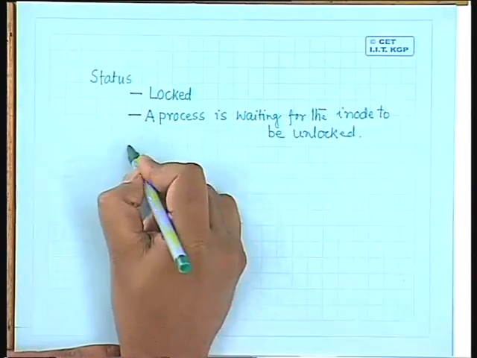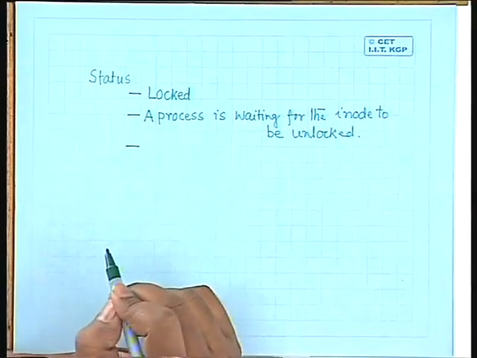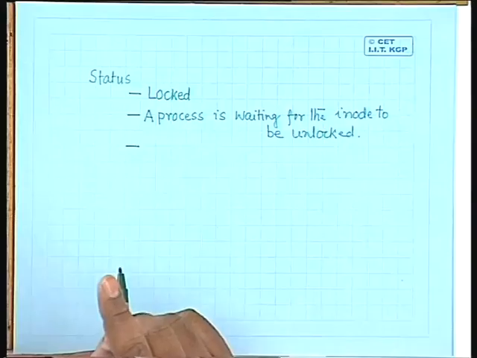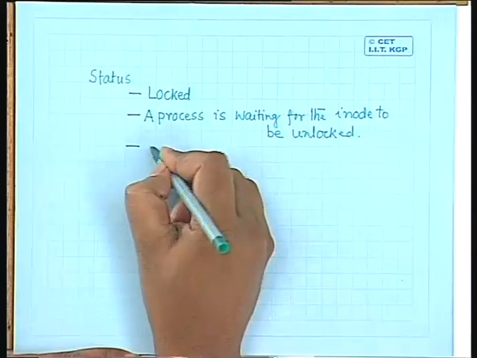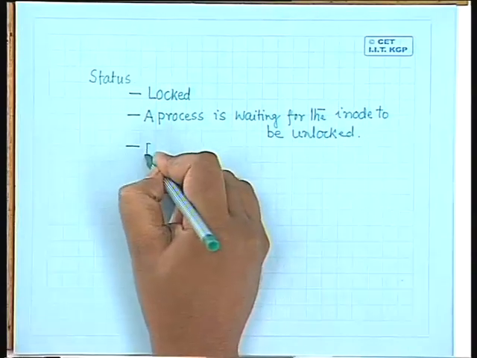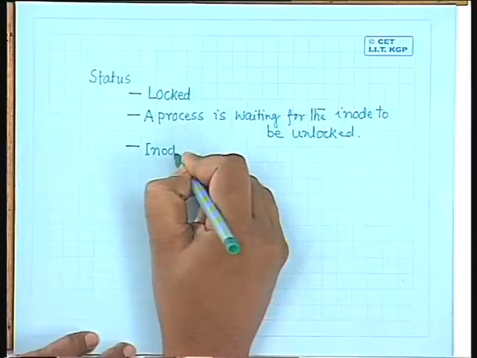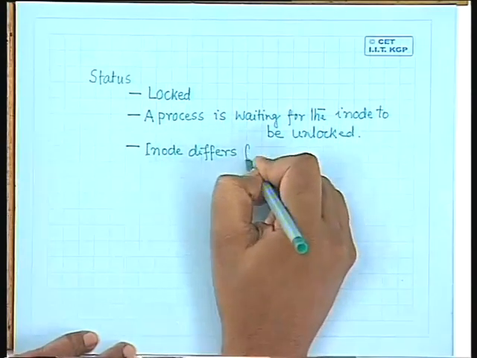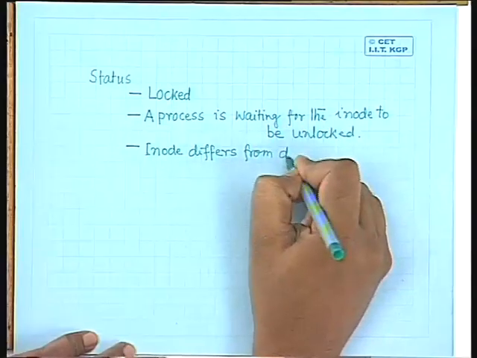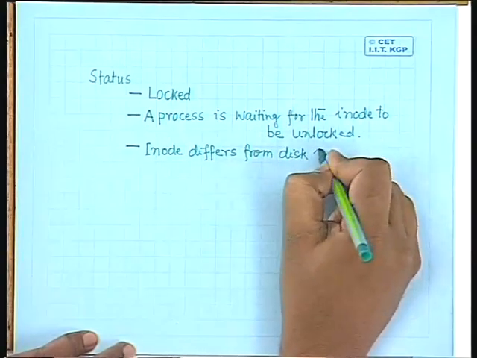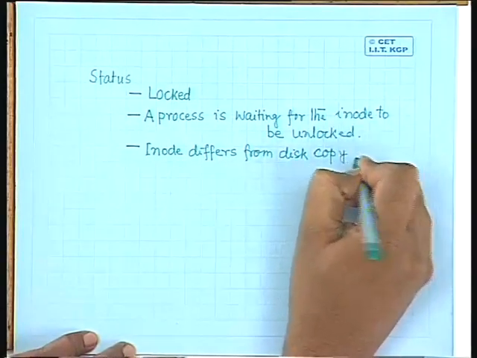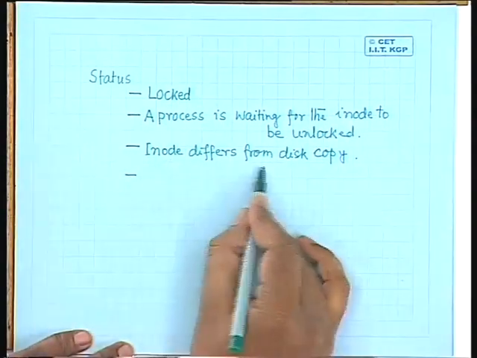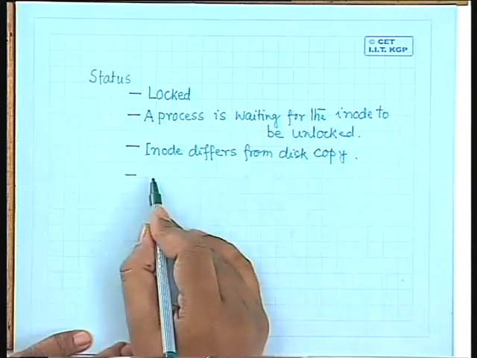Then other information that you have to maintain is whether the inode is the same as the disk copy or there has been some modification in the inode. So this information is whether the inode differs from the disk copy.